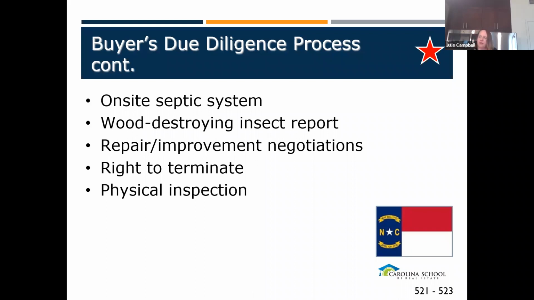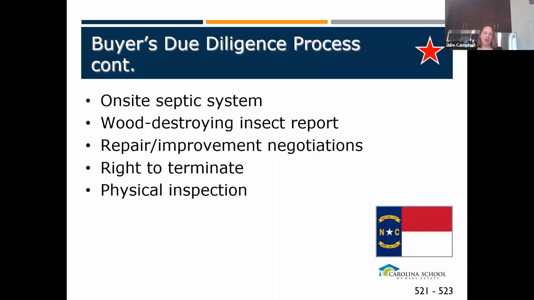On 523, we talk about repair and improvement negotiations. Does the seller have to do any repairs? Do they have to fix anything? No, they don't have to change a light bulb if they don't want to. Remember that very important sentence in our contract that says this property is being sold in its current condition. So we're good. The seller doesn't have to fix anything.